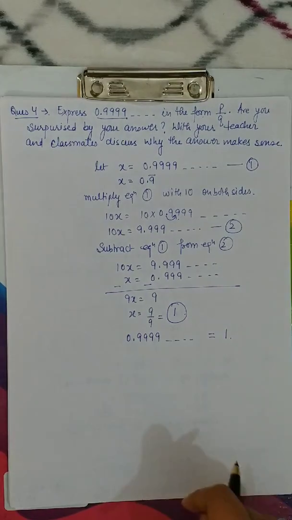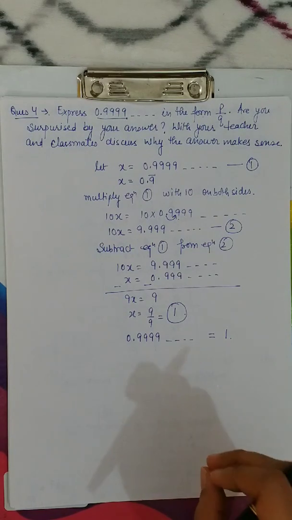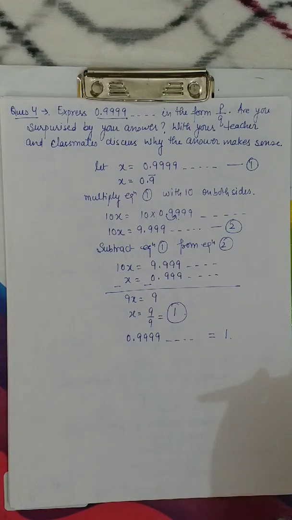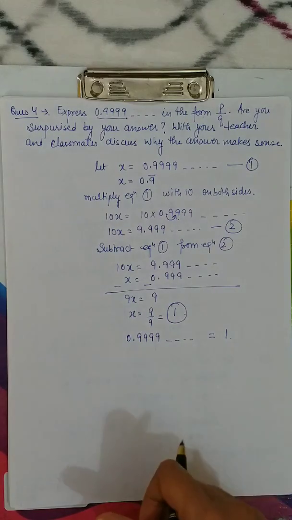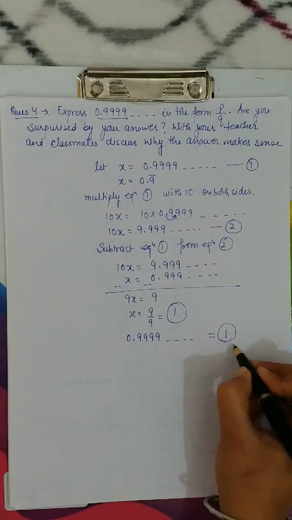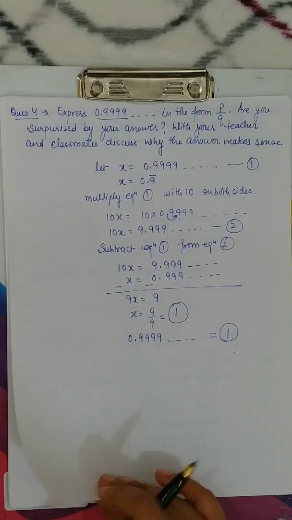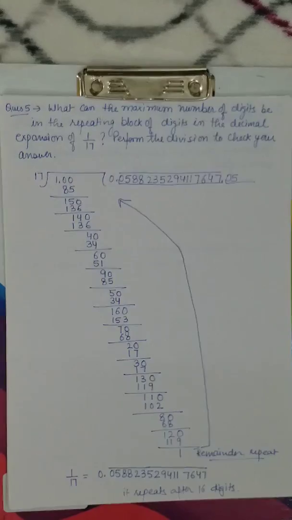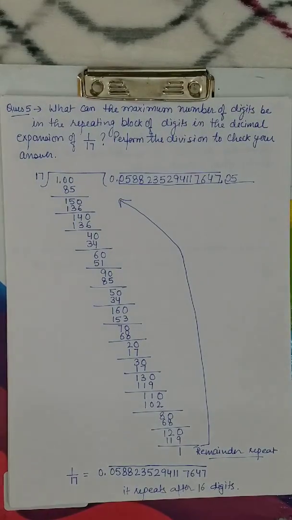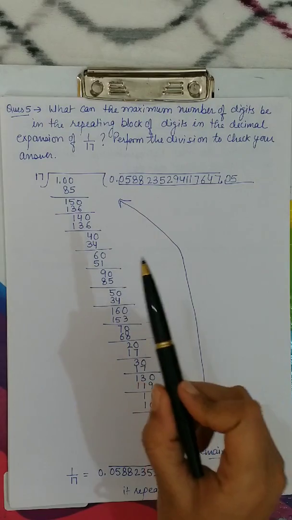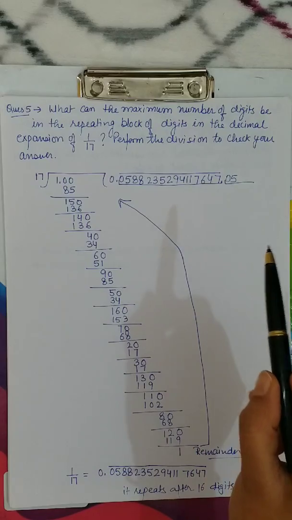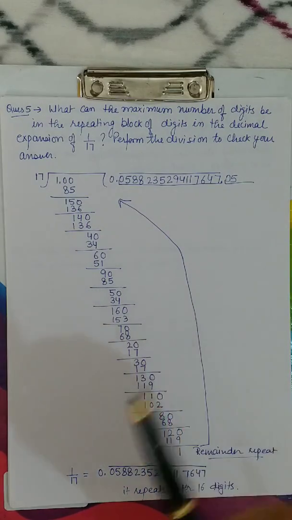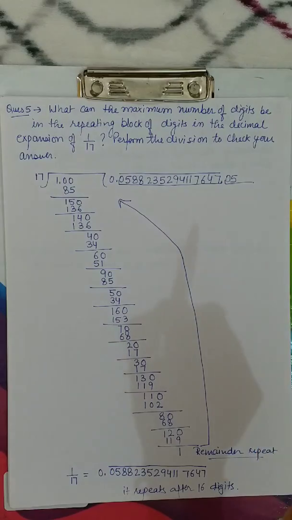Why? Because 0.99999 and so on is approximately equal to 1, or we can say it is very, very, very close to 1. That is why its value is equal to 1. Now look at question number 5. Next, what can the maximum number of digits be in the repeating block of digits in the decimal expansion of 1 by 17? Perform the division to check your answer.